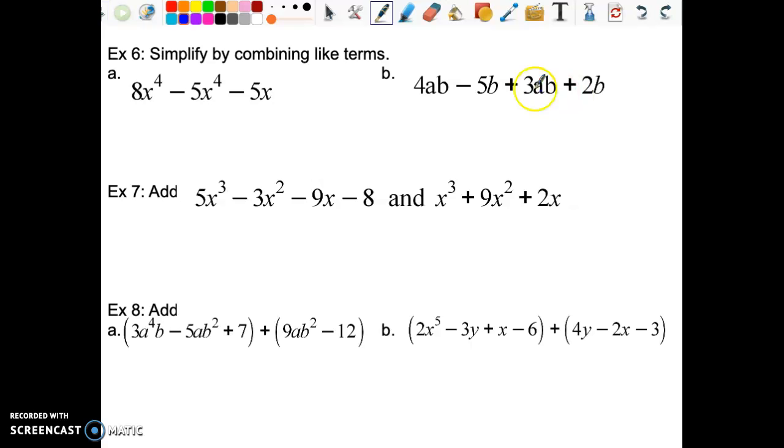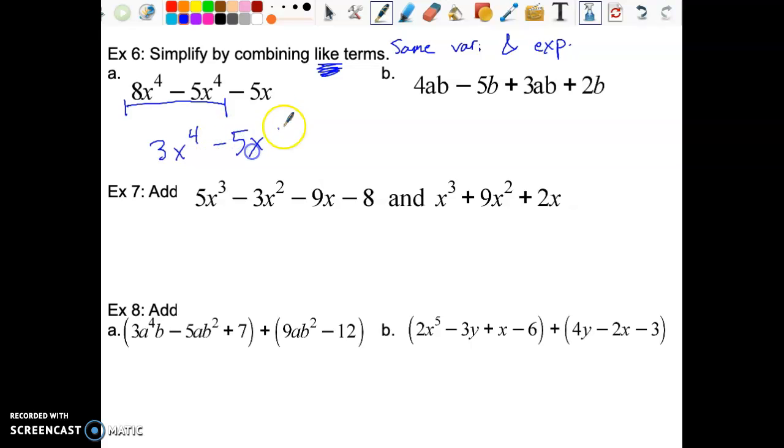As we move on to the next, we're combining like terms. Remember, like terms have to have the same variable and exponent. As I work through this, the only ones I can combine are 8x to the fourth minus 5x to the fourth. So that's 3x to the fourth. And I cannot combine that with the minus 5x.